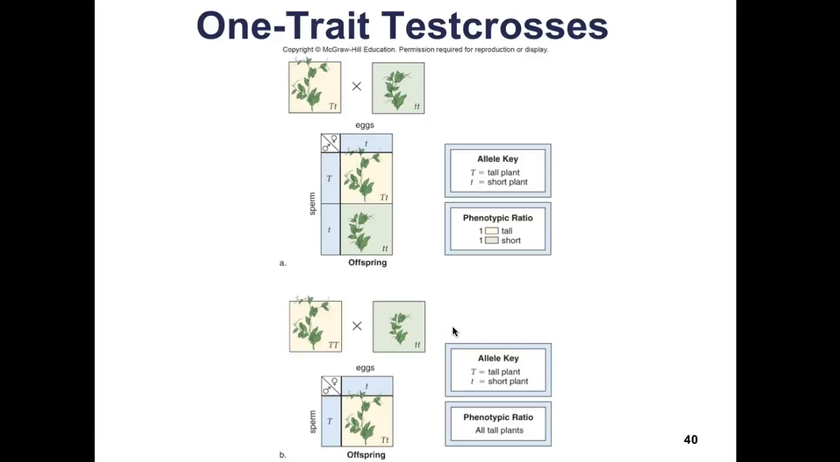Remember that in each situation, you cross the unknown parent with the known parent, whose genotype is homozygous recessive. So we have an unknown genotype here and an unknown genotype here, and both are being crossed with the homozygous recessive to see whether it would be this genotype or this genotype for the unknown parent.